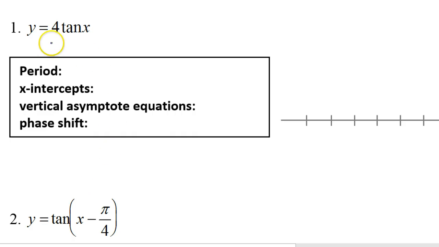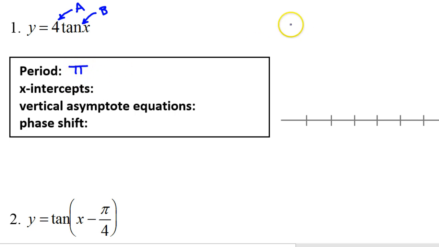All right, let's do problem number one. y equals 4 tangent x. We definitely need the period, but see, this is the a value, which we will use later. Tangent function has no amplitude because it goes up and down forever, but we will need it. The b value determines what the period is going to be. But the b value, see how there is no visible number? The b value is 1. So that means the tangent function is going to have its usual period, which is pi.